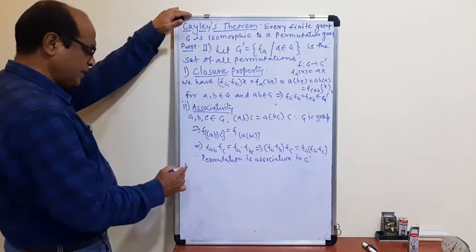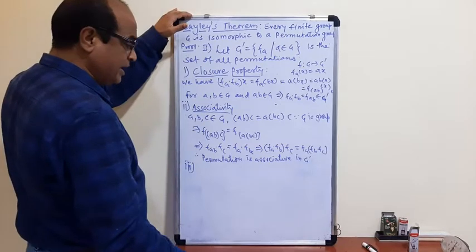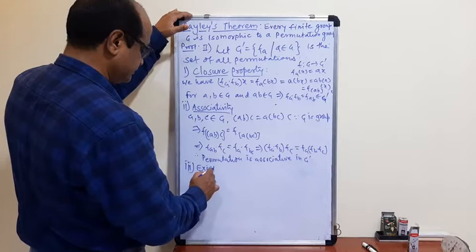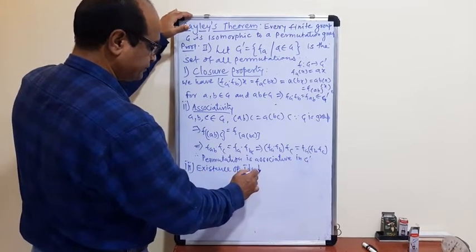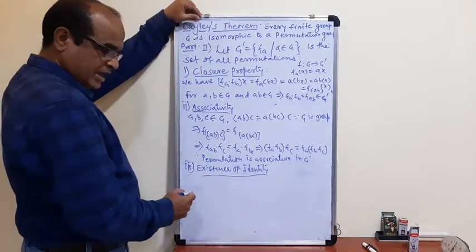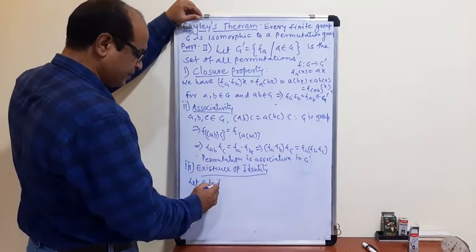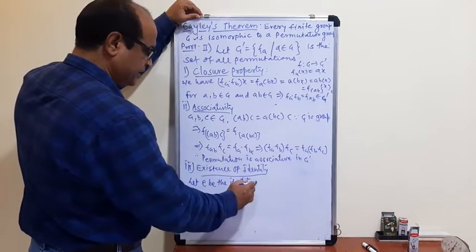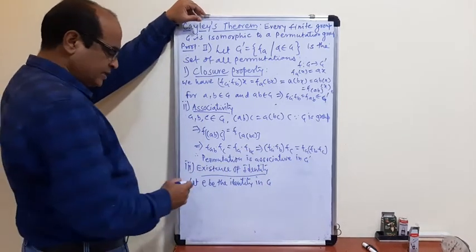So what is the next property? That is the third property: the existence of identity. Let E be the identity element in G, since G is a group.